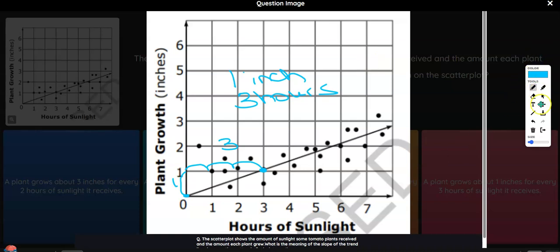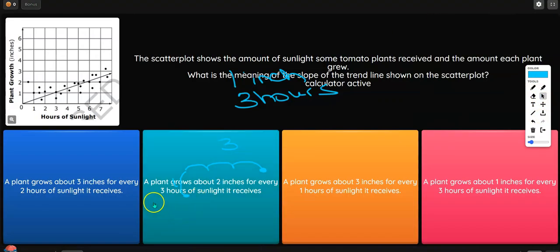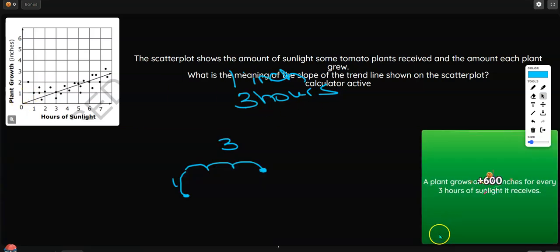So let's see if we have a choice that looks like that. Let's see, plant grows 3 inches. Oh, over here. A plant grows about 1 inch for every 3 hours of sunlight it receives, and that's what we got there. So that'll be that one.